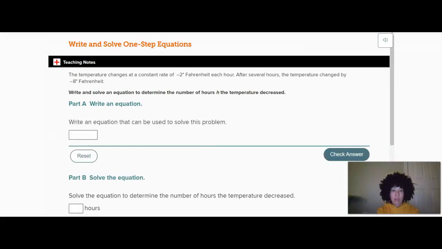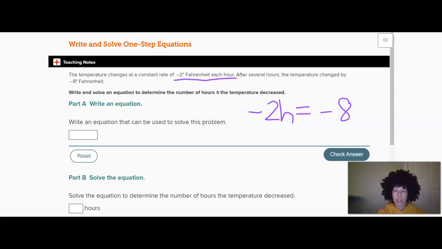Let's look at another example of this one. So the temperature changes at a constant rate of negative 2 degrees Fahrenheit each hour. After several hours, the temperature changed by negative 8 degrees Fahrenheit. Write and solve an equation to determine the number of hours the temperature decreased. So this temperature is changing at a rate of 2 degrees each hour. So we can write that as negative 2 times h, 2 degrees for each hour that goes by. And the total temperature change was negative 8.